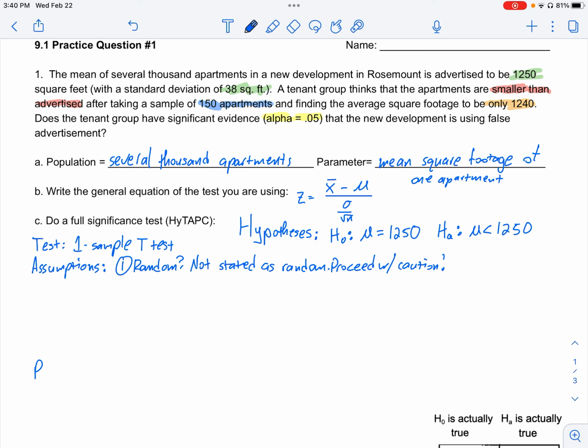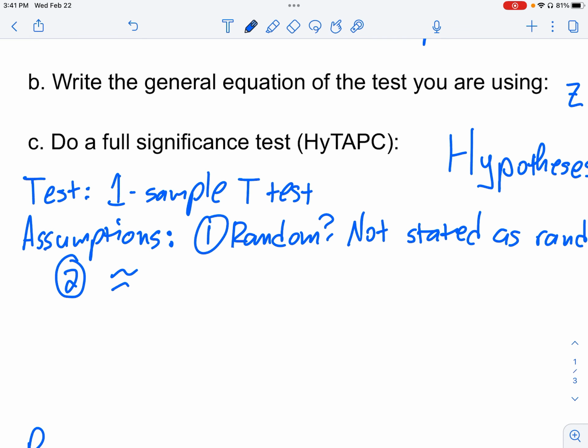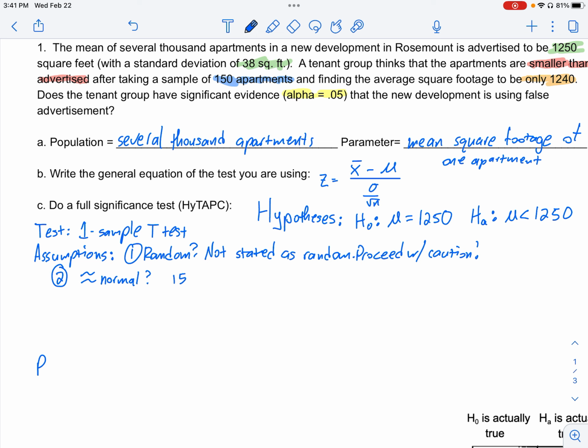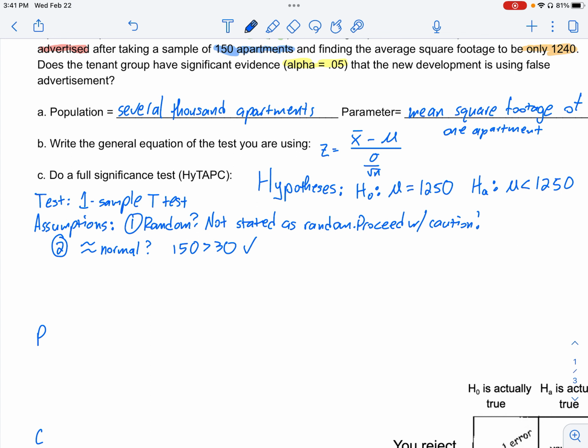The second assumption is, is it approximately normal? And is the sample size big enough? The sample size was 150 apartments. That is greater than 30, so that satisfies the central limit theorem.